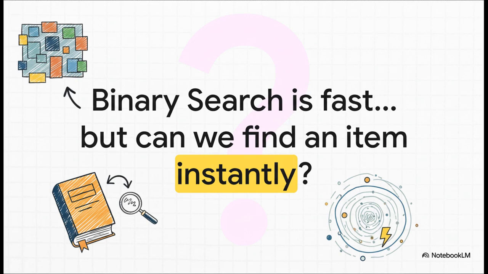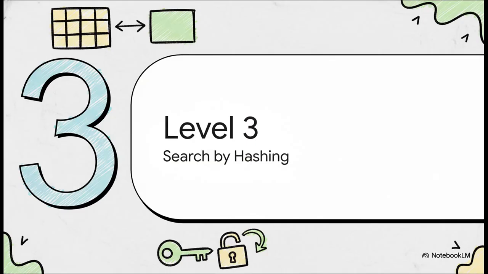So binary search is awesome, right? It's so much better than the slow, plodding linear search. But computer scientists are never satisfied. They're always looking for more speed. So they started thinking, is there a way to be even faster? Can we find an item not just fast, but instantly, like in one single go? What do you think? Get ready, because it's time for the final level.